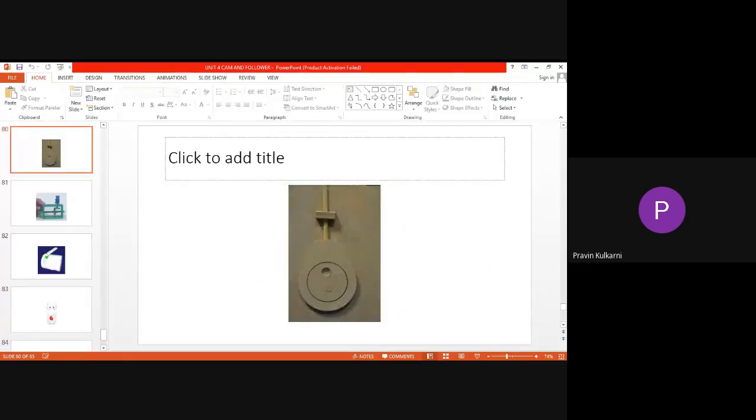Let me stop sharing and move to the next one. Present now window. Wait. I have to open that PPT. Gyroscope.